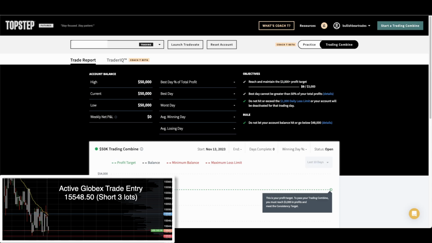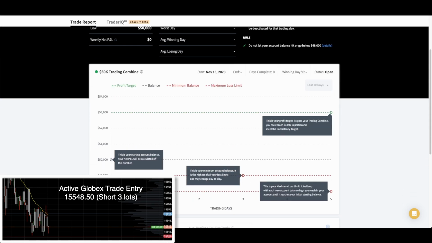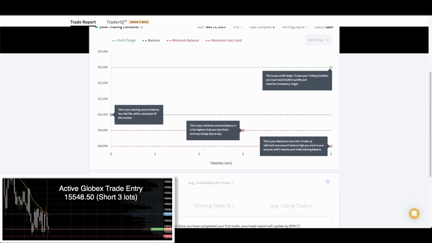So with Topstep evaluations, the steps are really easy. You've got one step: get to the profit target. The parameters inside of that: you have to reach 3,000, that's your profit target, and you can't have a day greater than 50% of your total profits to get to that point. And they have a really nice layout for you to calculate all of that.